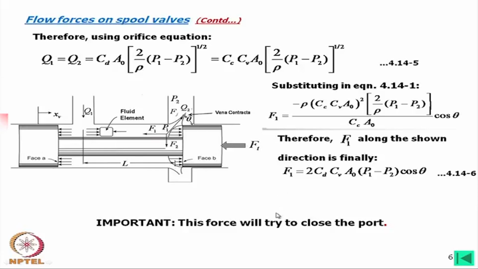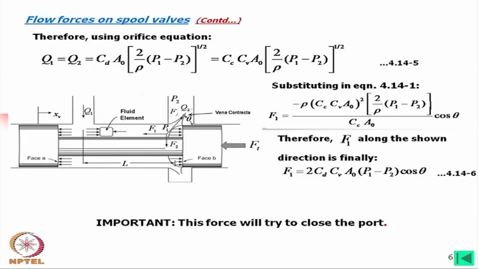This means that while we are opening a port, suppose we are opening the port in the rightward direction, ultimately we have to give force from left to right, but due to the flow force the force is being opposed. That means, if we leave that force, it will be automatically closed. That means, it is helping in controlling. Okay.